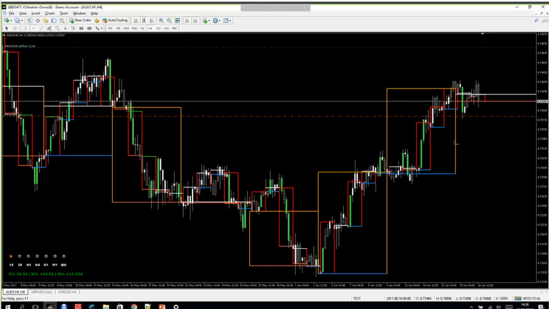So here we have market structure failure. We have this little continuation pattern which caused price to move below these lows. So this one, we can draw that in quickly like so.